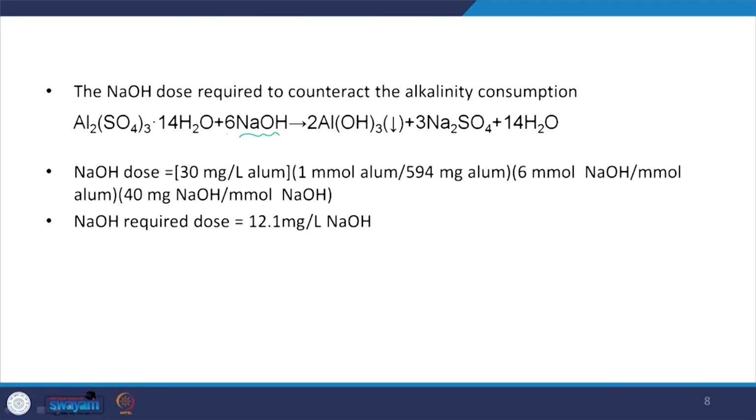So again you see that for 1 mole of alum you have 6 moles of NaOH. Let us take this approach, 30 milligrams of alum per liter and molecular weight division to get the molar units, and here I see that for 1 mole of alum 6 moles of NaOH are required. So 6 moles of NaOH per mole of alum, and then the molecular weight of NaOH, so that I get the units in terms of NaOH.